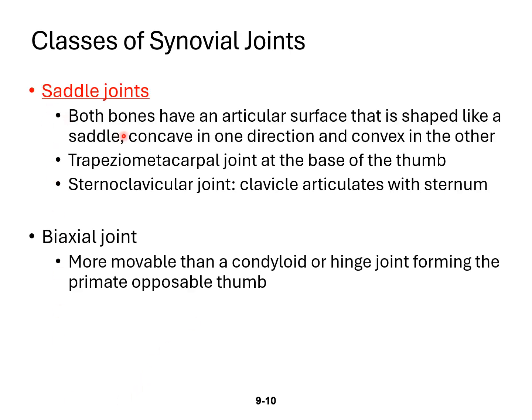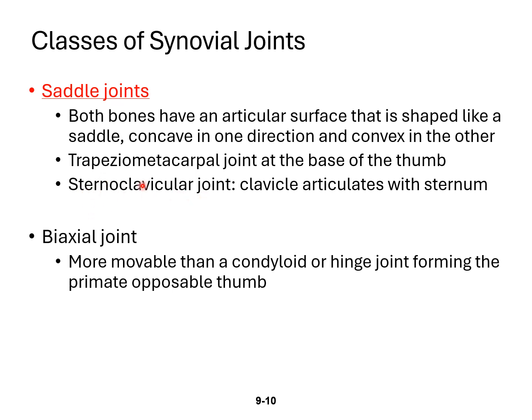Saddle joints. Both joints have an articular surface that is shaped like a saddle. One's concave in one direction, one's convex in another. You would be able to sit on a saddle. This is going to be the trapeziometacarpal joint at the base of the thumb. And when you think about the thumb movement, saddle joints allow you to do a couple of different movements that other ones can't.